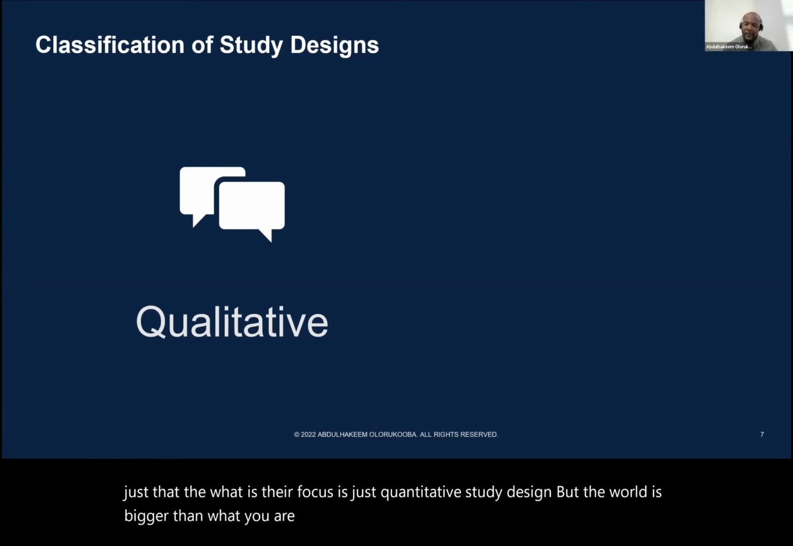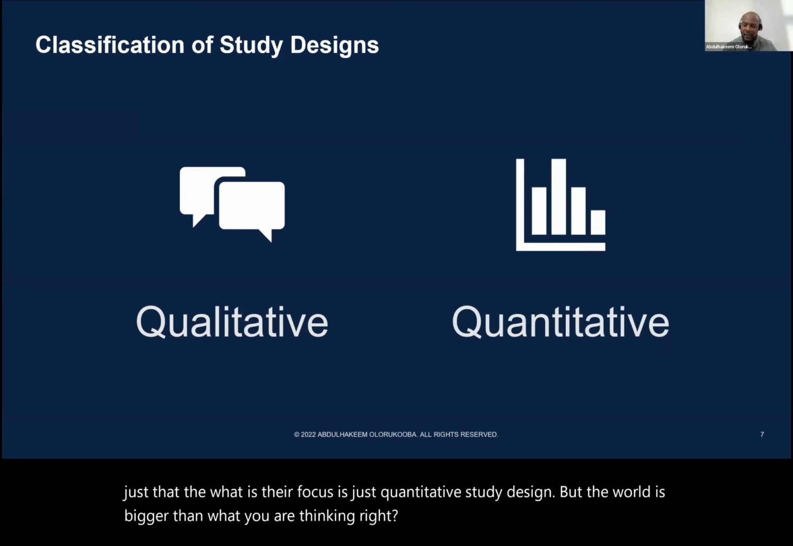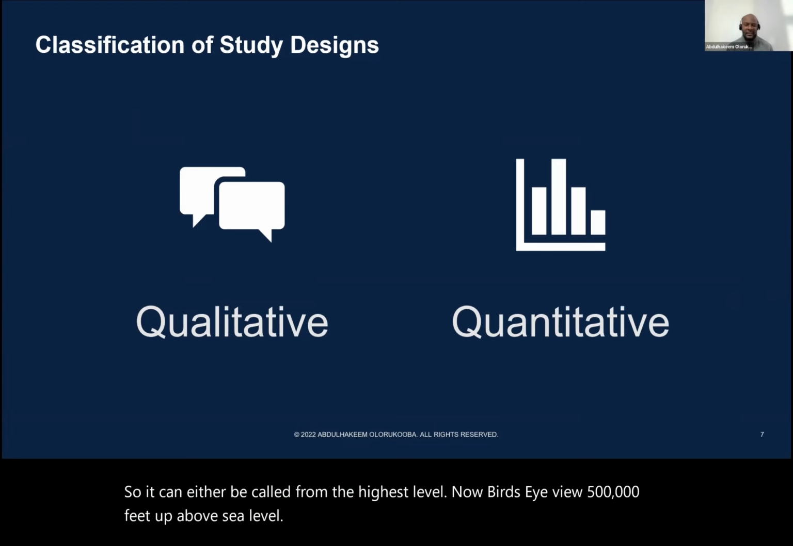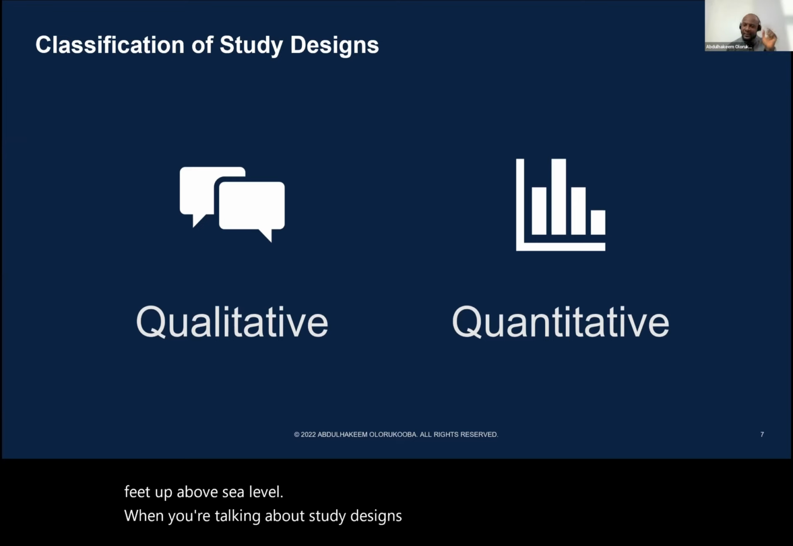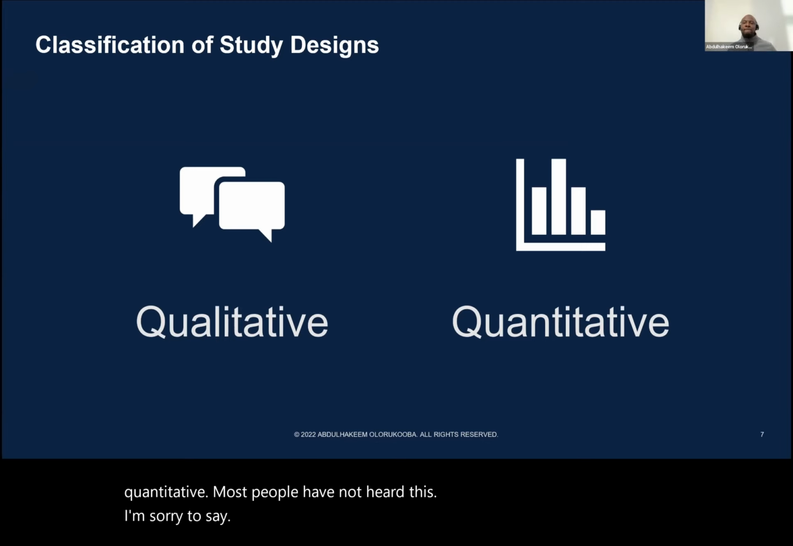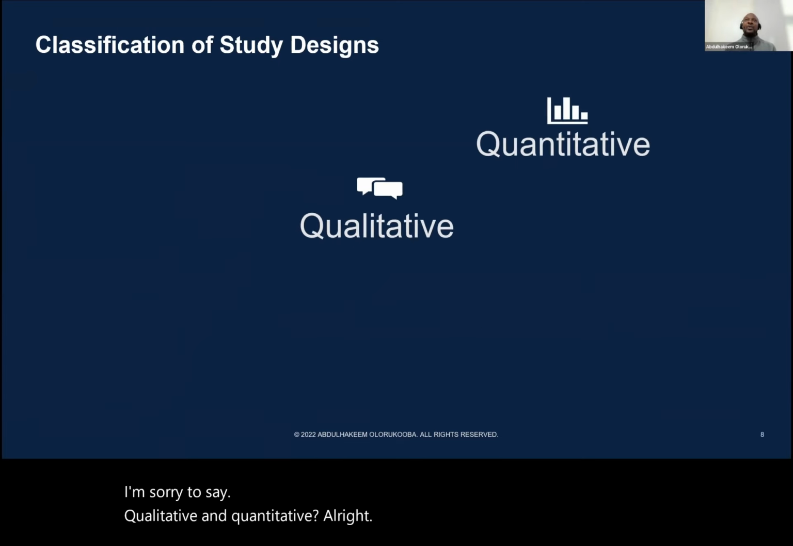All right, so from the highest level, a bird's eye view, 500,000 feet above sea level, when you're talking about study designs, it can either be qualitative or quantitative. Most people have not heard this, I'm sorry to say. Qualitative and quantitative. Now when it's qualitative, there are about 6 or a little more.